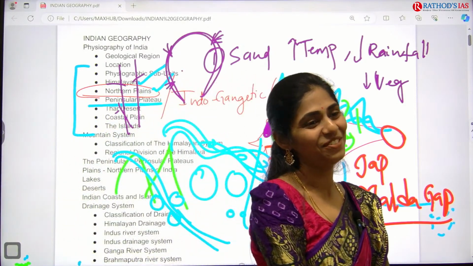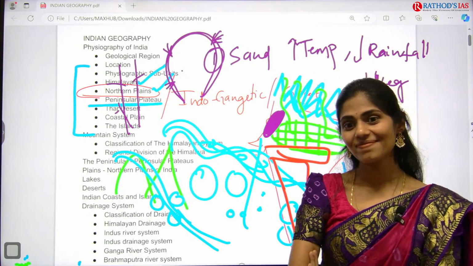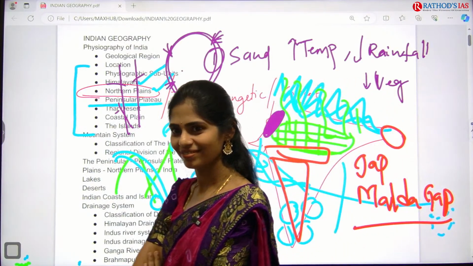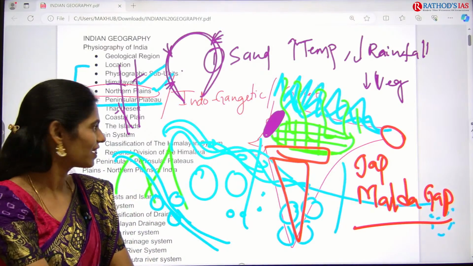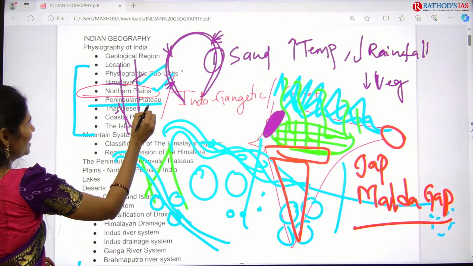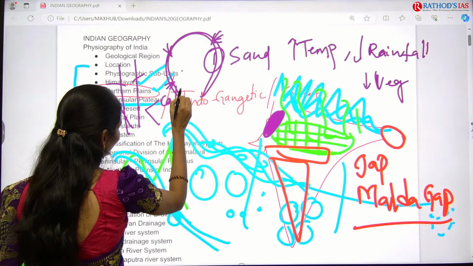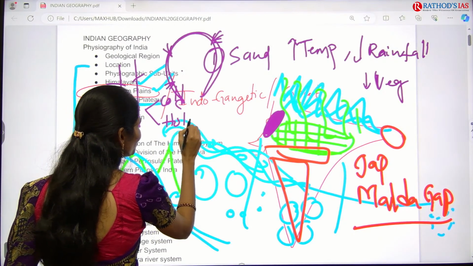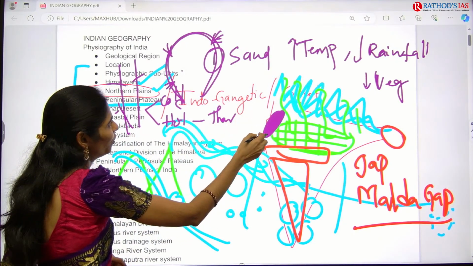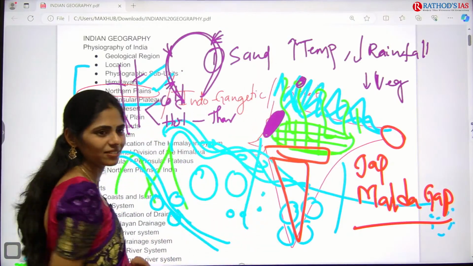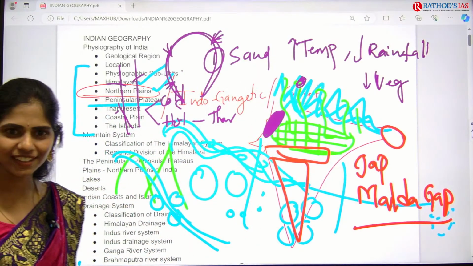Just tell me, which is a cold desert in India? Ladakh? Ladakh is a cold desert. So here while reading your deserts, again you have to see cold desert and hot desert. So hot desert is our Thar desert and cold desert will be in Ladakh region. Clear? Are you understanding the things?